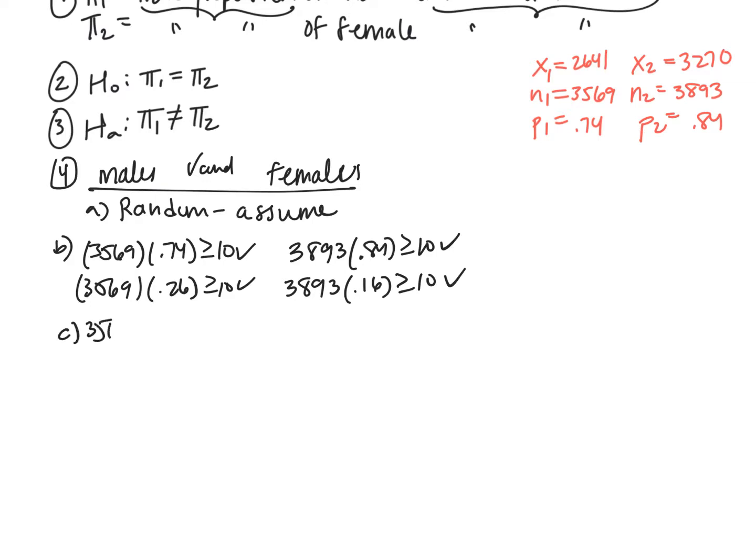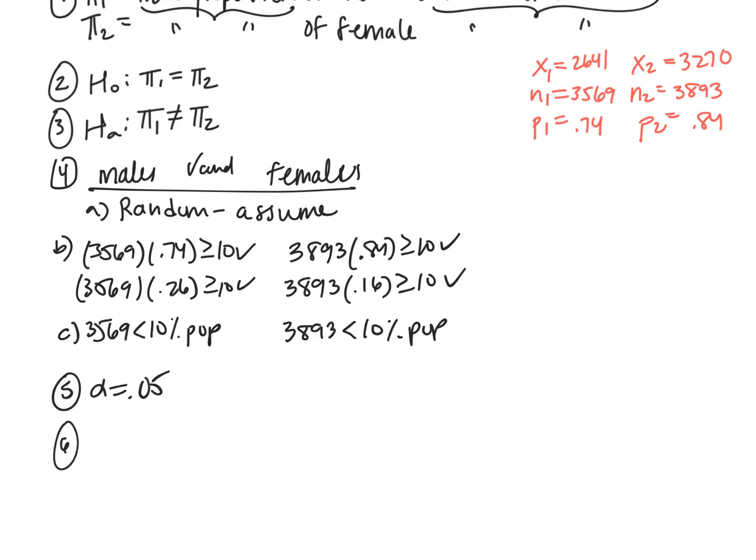C, for males, 3,569 is less than 10% of the population, and 3,893 is less than 10% of the female population. Step 5, let's set alpha, when in doubt, 0.05. Name our test. This is a 2-prop Z test. And here's my formula.